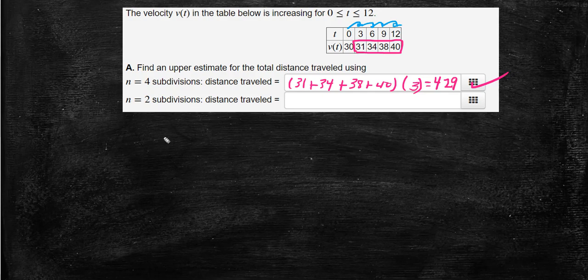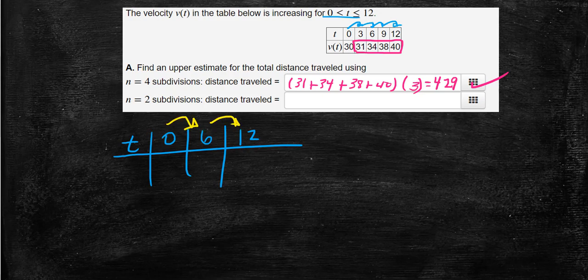Now the next piece says let n equal 2 subintervals. This might seem kind of weird, but basically what you're doing is throwing away part of the table. You have to go from 0 to 12, so that's a given. But now you're going to jump to 6 and then to 12. So 2 subintervals. Your velocity values, copying from the table, are 30, then the 6 is 34, and then the 12 is 40.